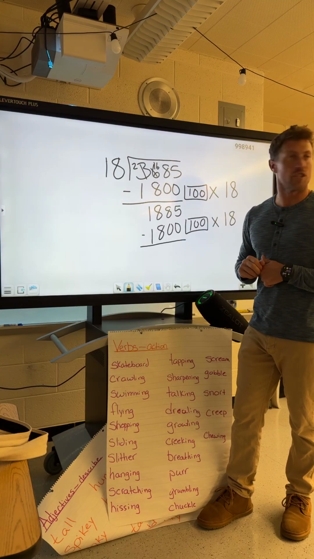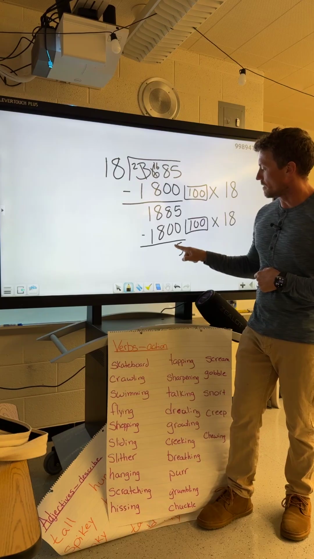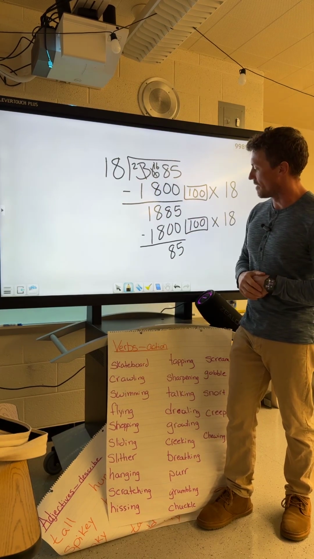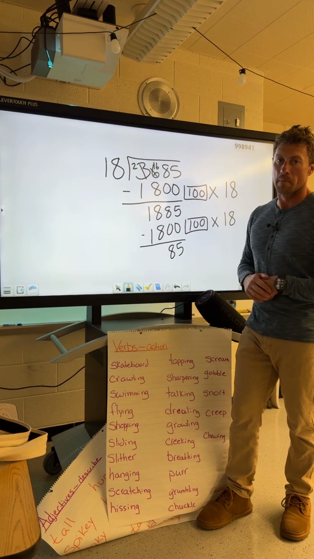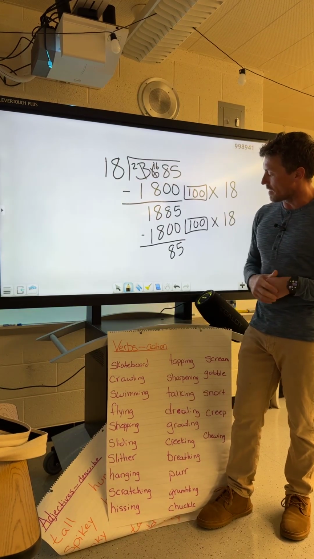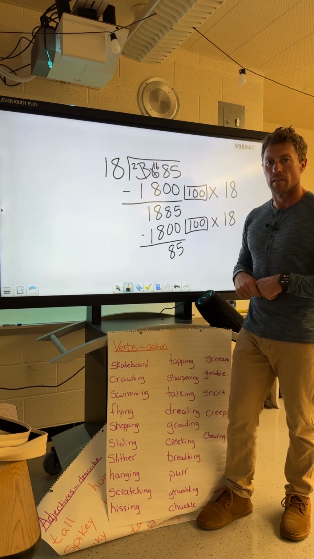I would do my subtraction. 5 minus 0, which is 5. 8 minus 0, which is 8. And then 18 minus 18, we have just 85 left over. I am so close to being done, but I have this last part that I need to divide up. I need to do 85 divided by 18.